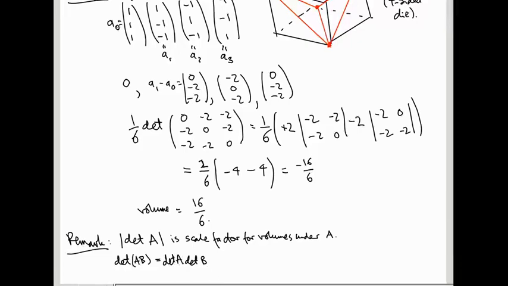So this is the reason for this formula: det is really a scale factor for volumes under geometric transformations, and if you iterate, or compose, geometric transformations, then the scale factors just multiply.